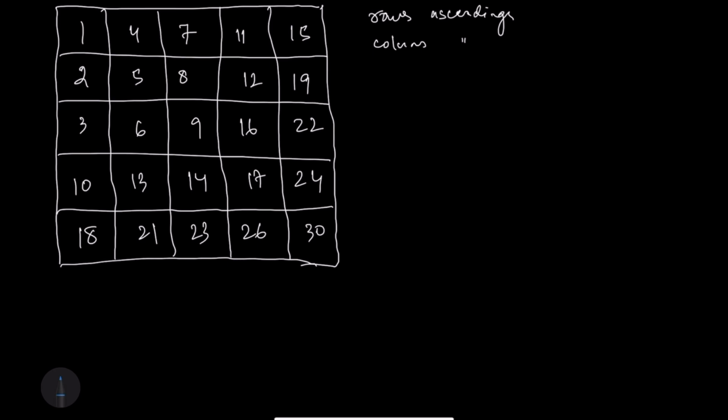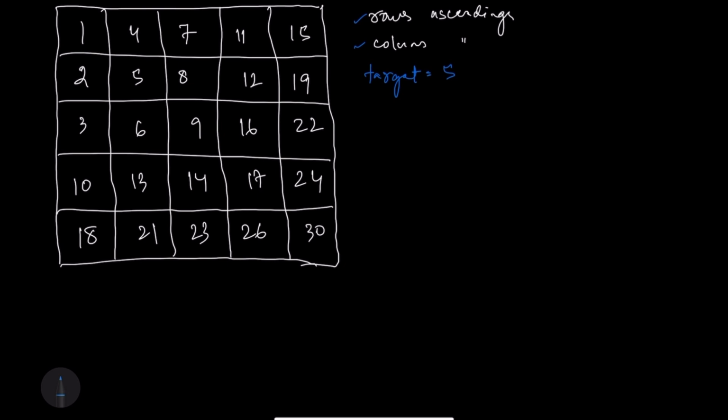Hello everyone. So today we will be solving the LeetCode problem, Search a 2D Matrix II. We have our rows in ascending order and our columns also in ascending order. We have to find a given target, let us suppose it is 5, in our 2D matrix. If we find the target, we will return true. If we don't, we will return false.